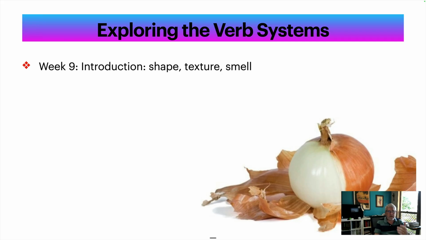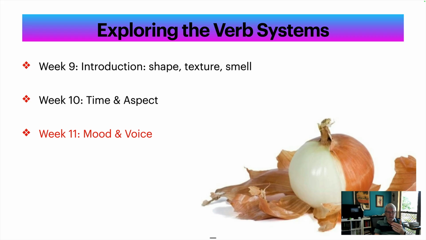and work with it. So we started out 2 weeks ago now looking at the overall verb systems, getting a sense of how they work and what they're doing and how important they are within sentences and paragraphs. Last week we looked at tense, time, and aspect. And this week we're going to look at mood and voice. And then next week we'll wrap up with the verb material by looking at infinitives and participles.